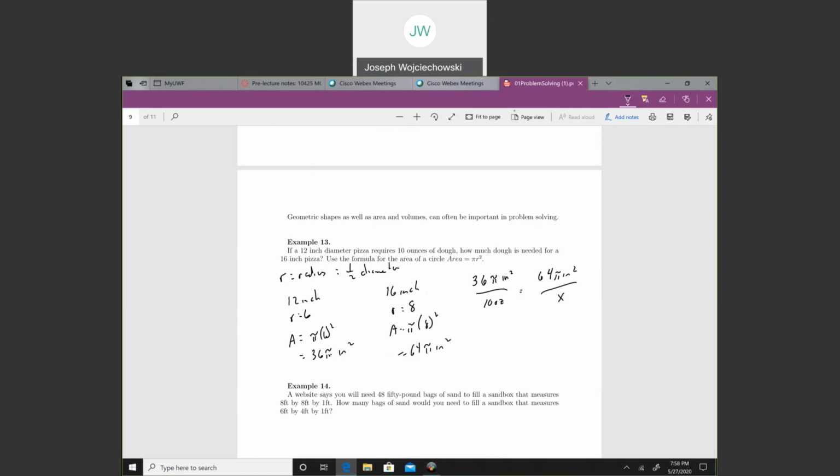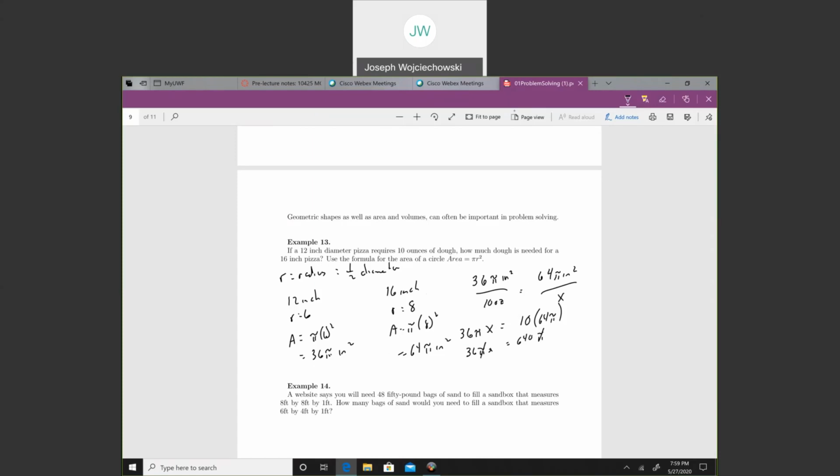So when we cross multiply, we get 36 pi times x equals 10 times 64 pi. So here we still have our 36 pi x, and here we have 640 pi. Now we can divide by pi, which will simply get rid of that.